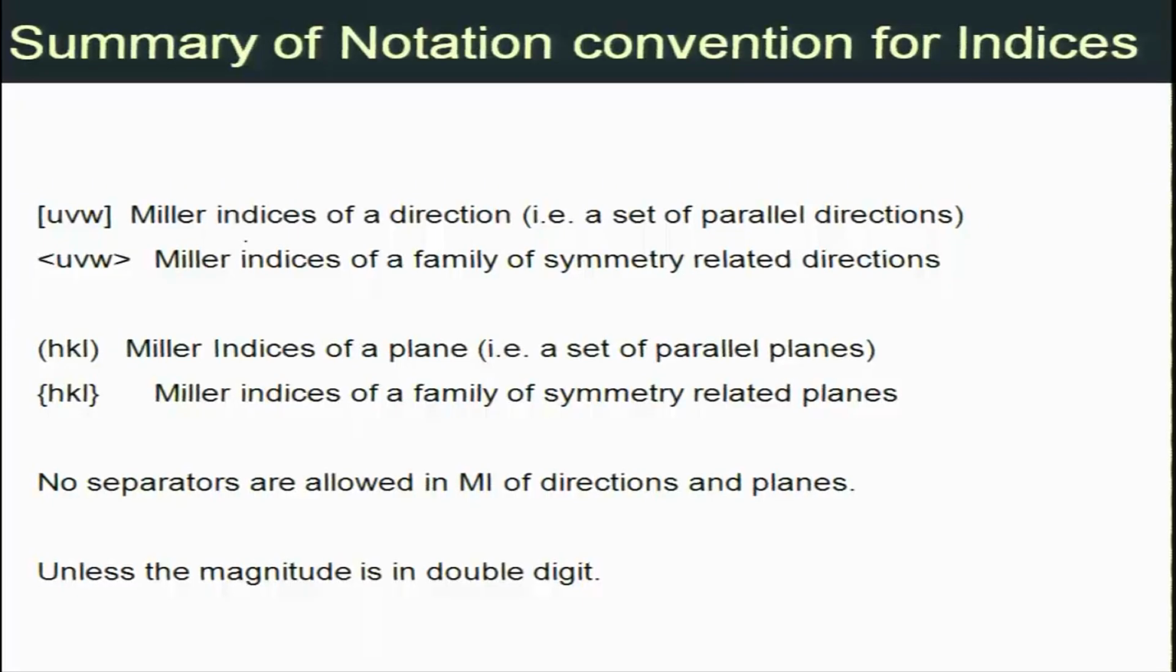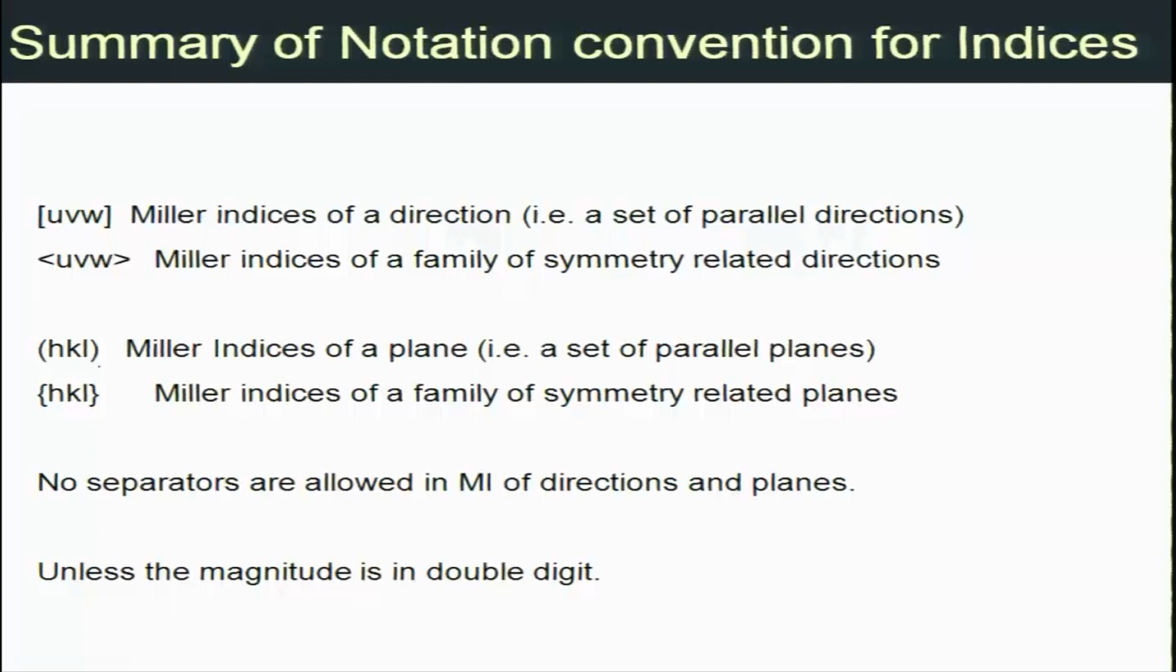Okay. So, to summarize, we have learnt about the direction u, v, w, which are Miller indices of a direction, which is nothing but a vector, and u, v, w in angular brackets is Miller indices of a family of symmetry related directions. So, since cubic is the most symmetric system, all of them happen to be of the same type, but in tetragonal system they become different.